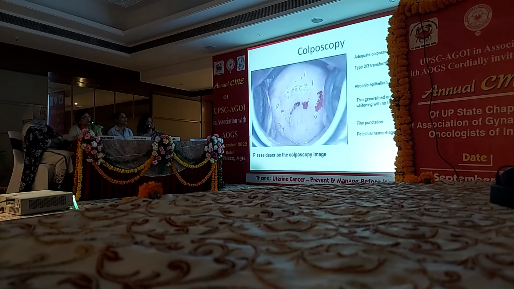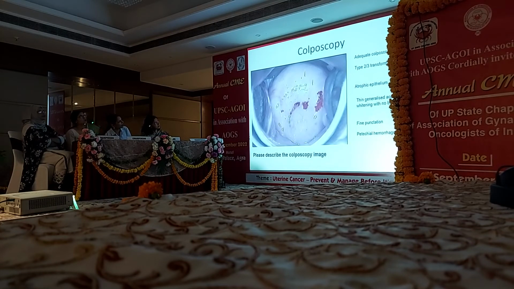We are not using any manipulation and we can't see the columnar epithelium. So probably a type 3, or maybe if any manipulation could help, then maybe not type 3. And the kind of epithelium that we are seeing, so it's pale pink and thinned out, goes in favor of atrophy, and acetic acid is already applied. And can we see any well-defined lesion anywhere?